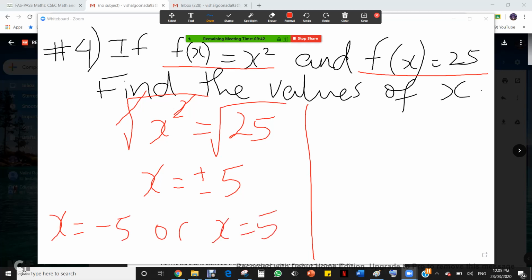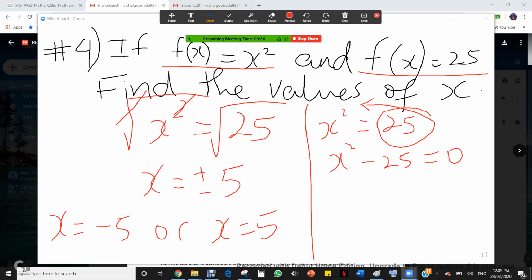If you all can't see it in that sense, I will do it another way for you. x squared is equal to 25, right? We're taking this 25 and we're carrying it across here. So x squared minus 25 is equal to 0. And if you all notice, this is the difference between two squares here. Yeah? So we open two pairs of brackets.